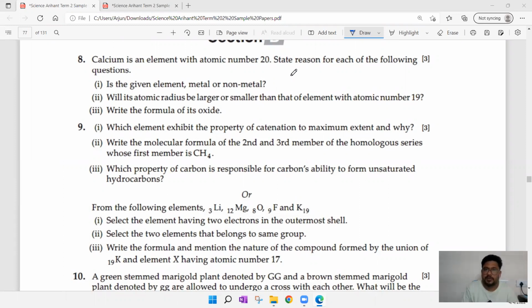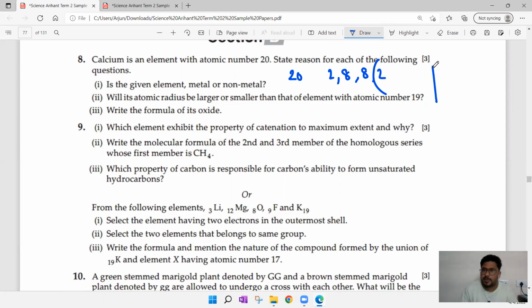If you write the electronic configuration for 20, it is 2, 8, 8, 2. In the outermost orbit, there are only 2 electrons. If there are 1 or 2 electrons, that element will be ready to lose electrons. An element that loses electrons is obviously a metal. They didn't ask you to write the reason, so no need to write it, I am just telling you the reason.